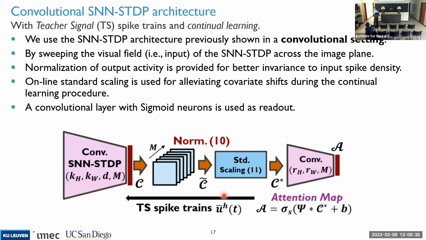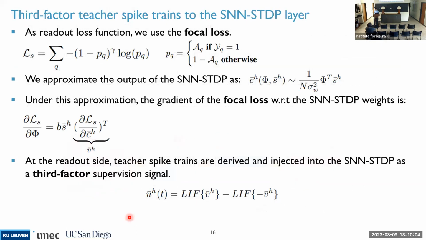The last thing is that, to successfully perform this kind of detection, we needed to incorporate a third-factor learning signal from the readout side to the SNN-CDP side. So there is some third-factor supervision coming from the readout to the SNN-CDP through the addition of this feedback signal, which we'll detail in the next slide. We are trying to steer the SNN-CDP dynamics in a way that is more informed by the supervised loss that we have at the readout.